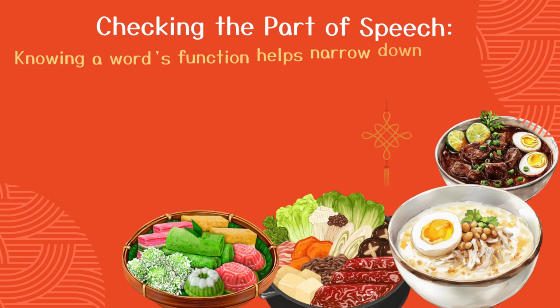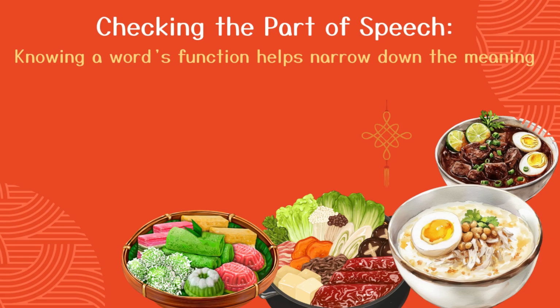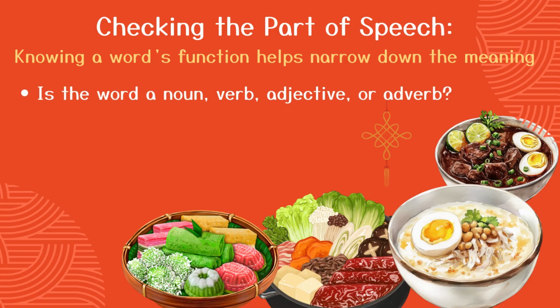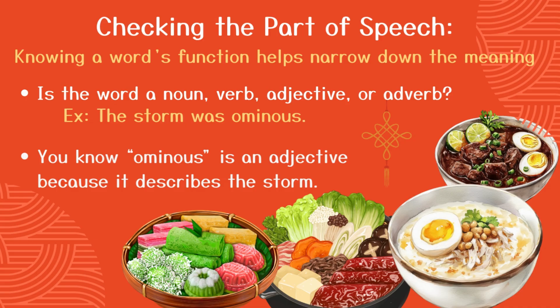Another way you can try to understand the meaning of an unknown word is to check the part of speech. Knowing a word's function can help narrow down the meaning. If you see a word you don't know, ask yourself, is this a noun, verb, adjective, or adverb? For example, if you read this sentence, the storm was ominous. You might not know what ominous means, but you can tell that ominous is describing the storm, so it's an adjective. Typically, storms have a negative connotation or understood meaning, so you could get that ominous means something bad. Even if you don't know the exact meaning of the word, you can determine the meaning of the sentence by understanding the part of speech.